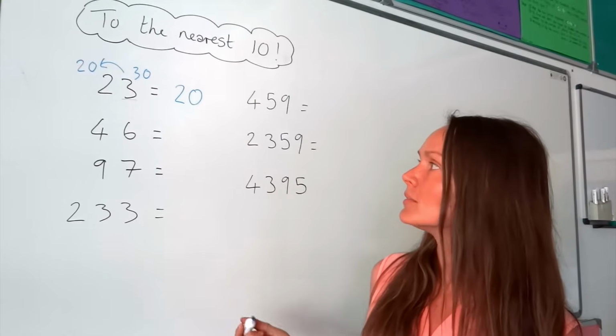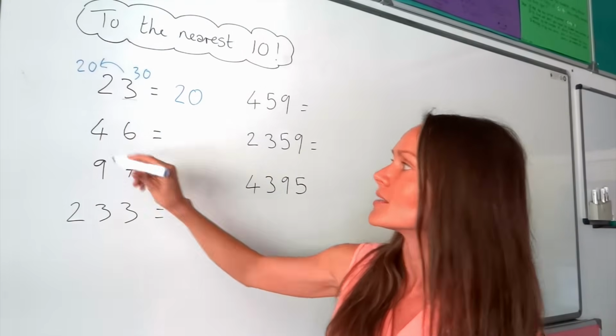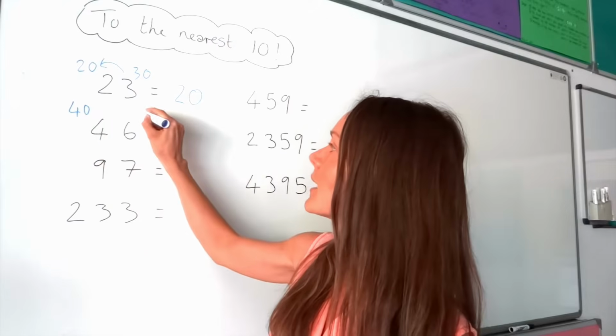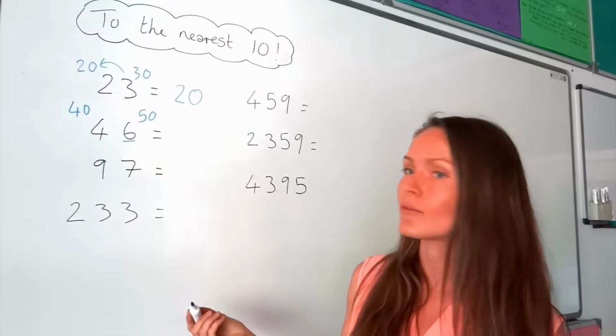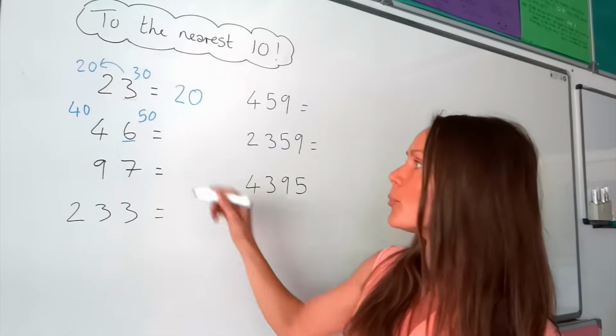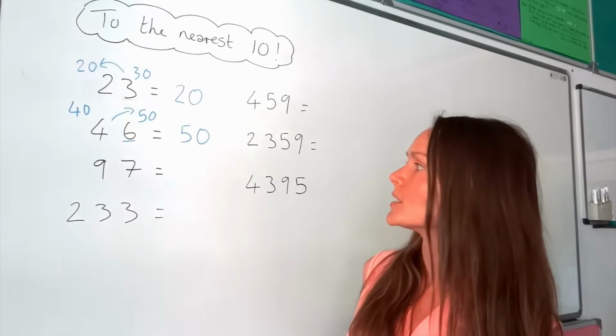So in the next one, the two numbers in the 10 times table that fall either side of 46 are 40 and 50. And because the second digit is larger than 5, that means we have to round up. So if we're rounding that number to the nearest 10, we get 50.